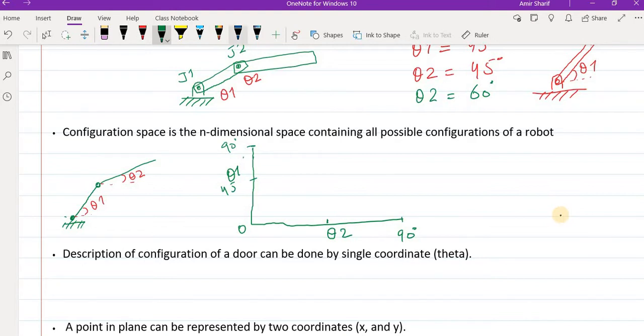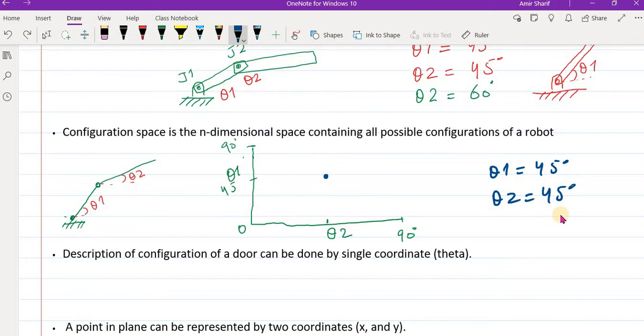For one particular configuration, let's say theta 1 is equal to 45 degrees and theta 2 is also 45 degrees. If we map this configuration into our configuration space, the point will lie somewhere here, where theta 1 is 45 and theta 2 is also 45. I think it's confusing, so let's not draw it.